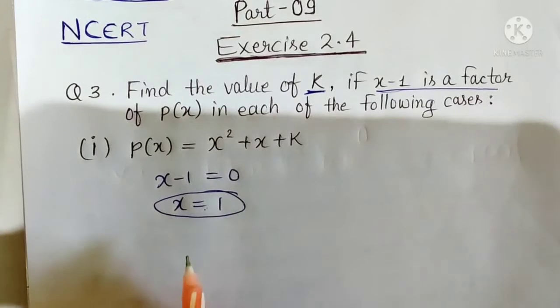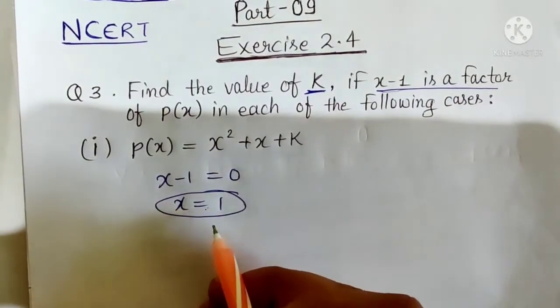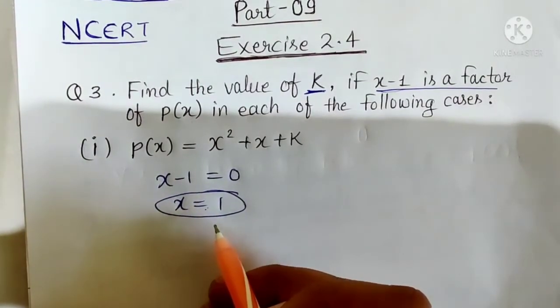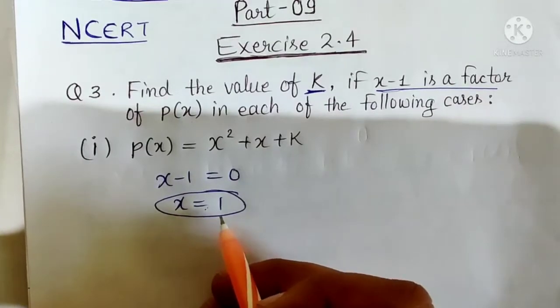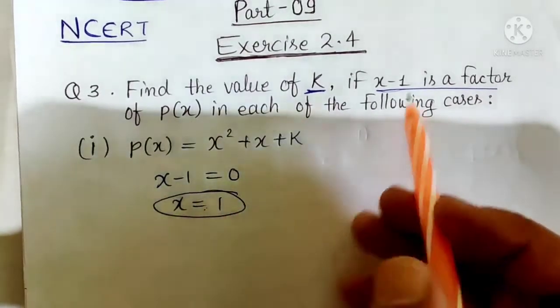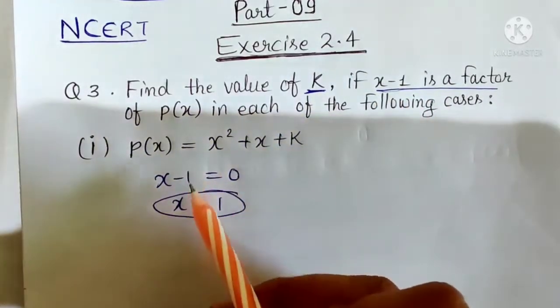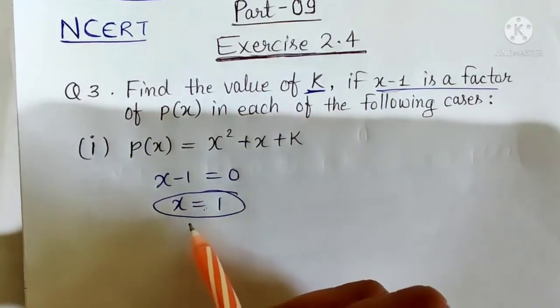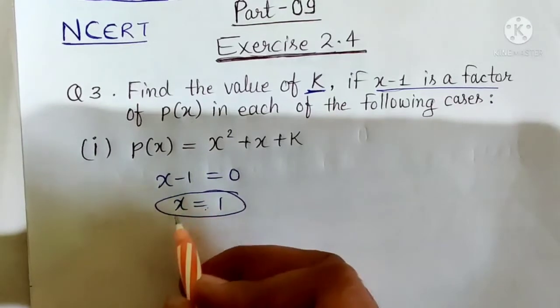Now many students are confused whether it is the factor theorem or the remainder theorem. See, the remainder theorem and the factor theorem are almost the same. For finding the remainder we use the same trick, and for checking whether the given number is a factor of the given polynomial or not, we try the same thing.